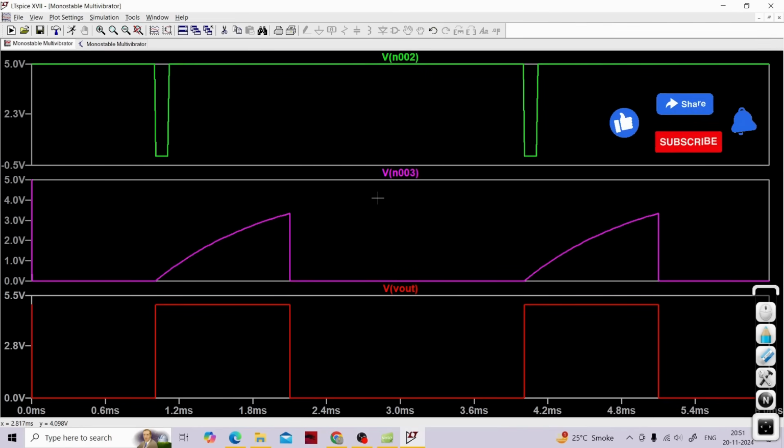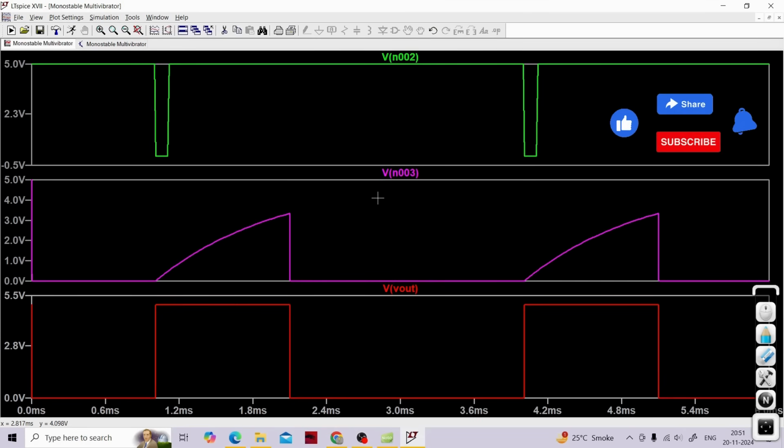Alright, I believe that you all have tried your best to think upon the waveform. What all things do you observe over here? The most important observation is that exactly at 1 millisecond I press the trigger, the capacitor starts charging, and exactly at 1 millisecond I'm able to get the output.